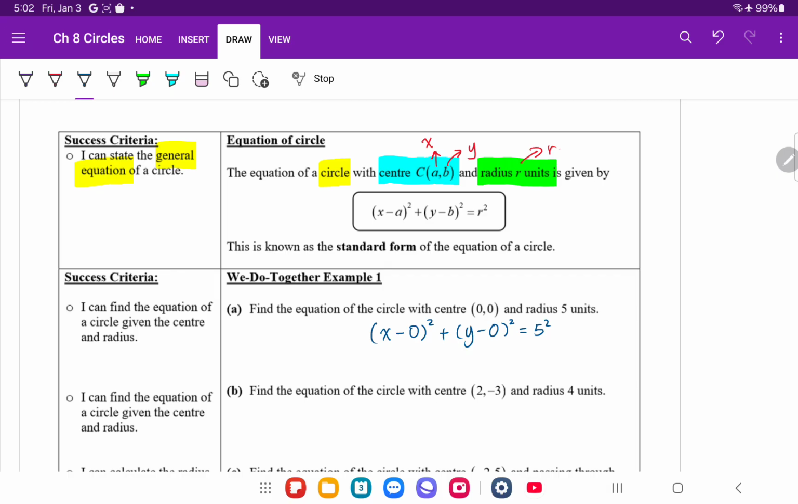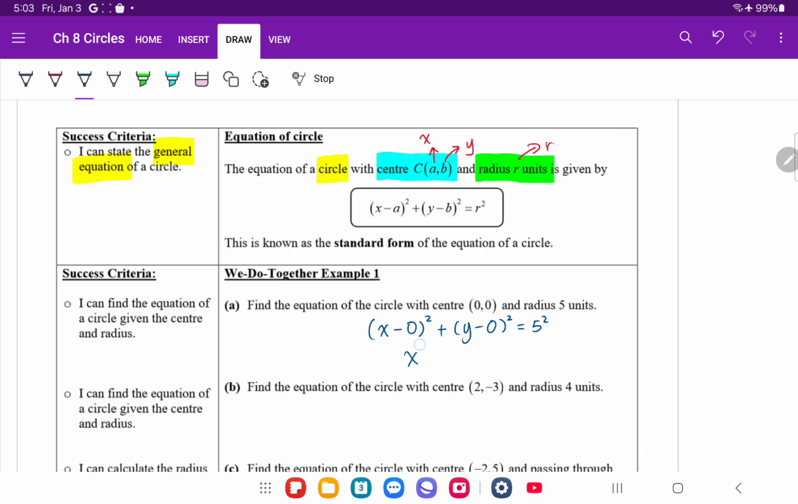Now we can do some calculations because x minus 0 is just x, and when you square it, you have x squared. Same goes for y squared. Now for the 5, if you square it, the value becomes 25. Now this is the equation of the circle.